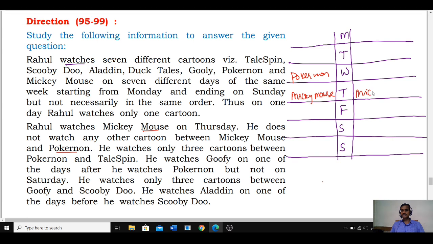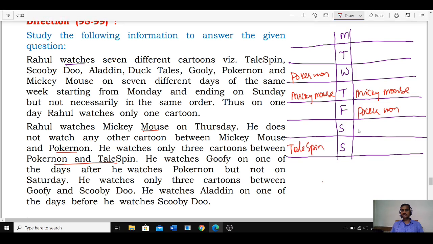So how many possibilities do we have? We have 2 different possibilities: Mickey Mouse on Thursday and Pokernon on Friday, or on Wednesday. And he watches exactly 3 cartoons between Pokernon and Tailspin. There must be exactly 3 between Pokernon and Tailspin.